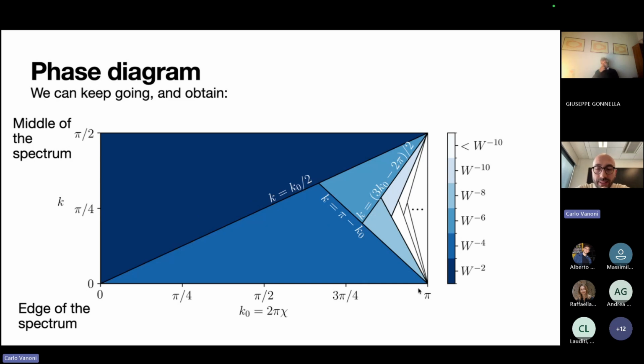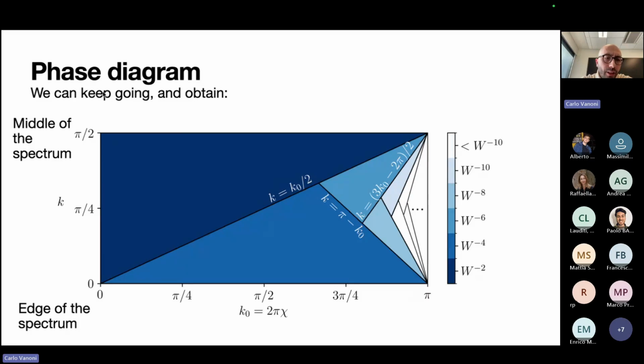So on the x-axis, we have the size of the region in which S of k is equal to 0. So if you want is k naught, which goes between 0 and pi, or chi that goes between 0 and 1/2. So on the far left, you have the uncorrelated disorder, the usual disorder that you would expect. And on the far right, you have the lattice. And then on the y-axis, I have the momentum of the particle that is running into this 1D chain.